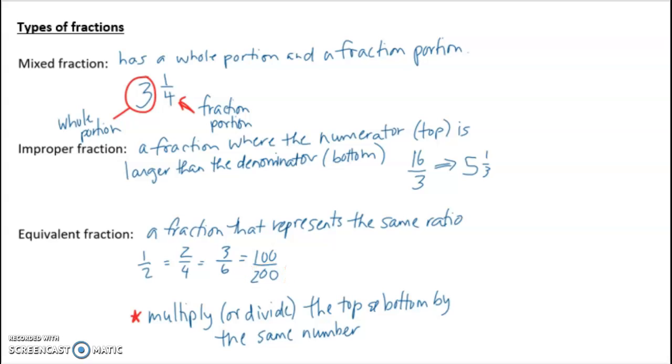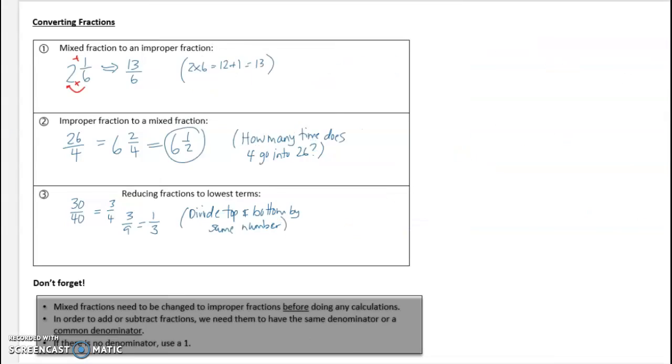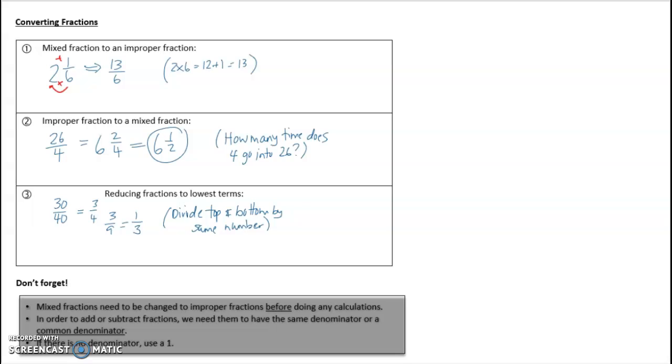Okay, so we just multiplied both numbers by the same number on the top and on the bottom. Okay, next slide. Remember, pause and rewind as many times as you need. We're talking about converting fractions now. So mixed fractions to an improper fraction. So we have 2 1/6.